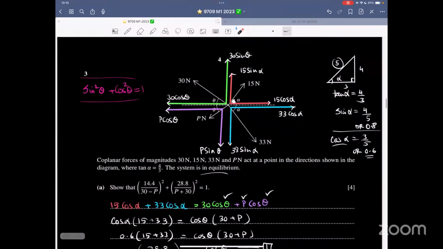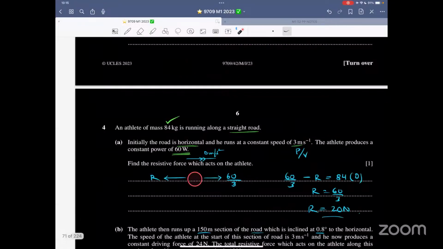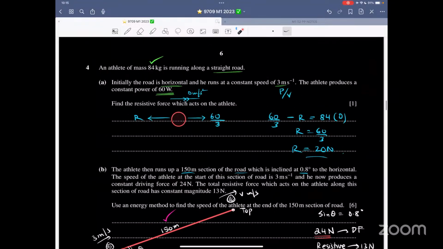Okay, let's move ahead. Question 2 was done. 3 was done. Question 4. Let's look at this question. It says an athlete of mass 84 kg is running on a horizontal straight road, and initially he runs at a constant speed of 3 meters per second. The athlete produces power of 60 watts. Find the resistive force which acts on the athlete.